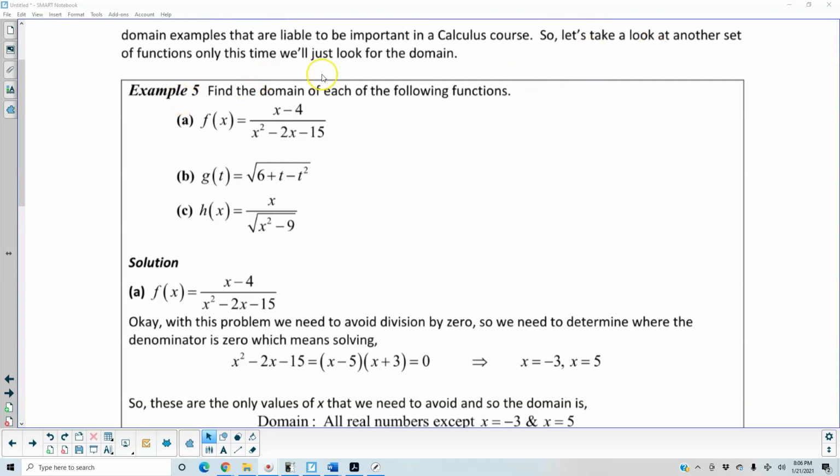So we're going to take a look at another set of functions, only this time we're going to just look for the domain. So for example 5, we're going to find the domain of each of the following functions. The first function, f of x, is equal to x minus 4 over x squared minus 2x minus 15.